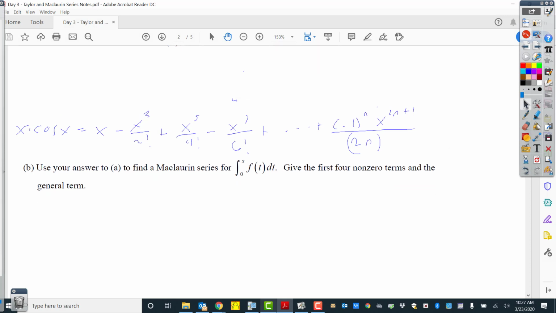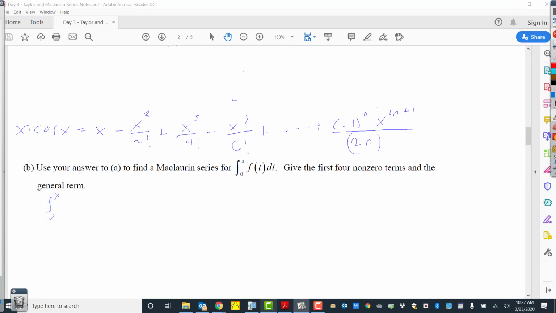We can take the integral from 0 to x. Well, when we plug in 0 to all of these, we're just going to end up getting 0, and our constants are going to cancel, so it might be easier just to show what we're doing. We're going to do the integral from 0 to x of x minus x cubed over 2 factorial plus x to the 5th over 4 factorial minus x to the 7th over 6 factorial plus dot dot dot plus negative 1 to the n x to the 2n plus 1 over 2n factorial. Oops, forgot the factorial there.